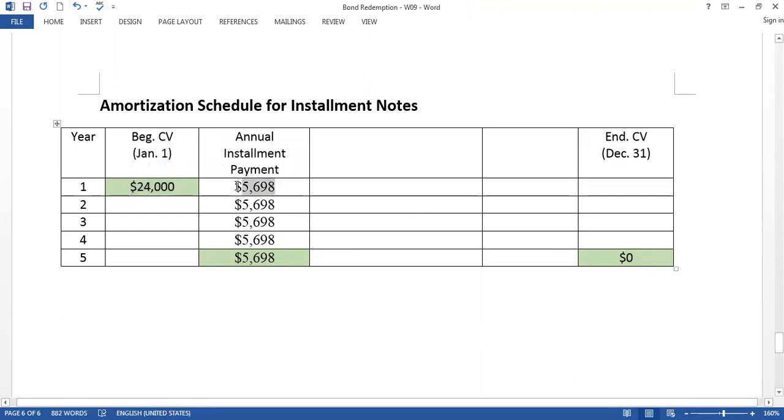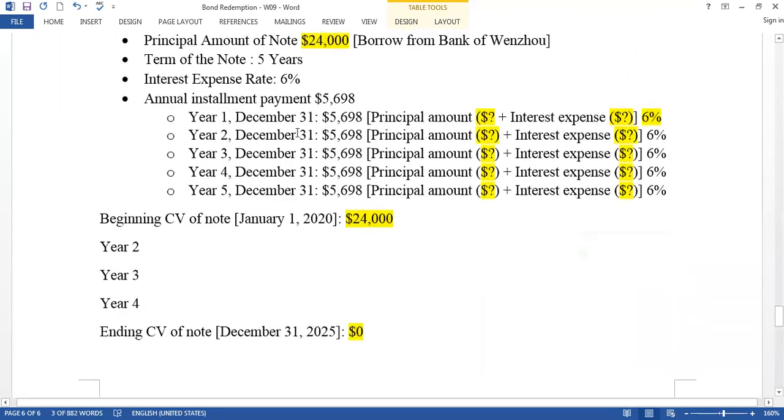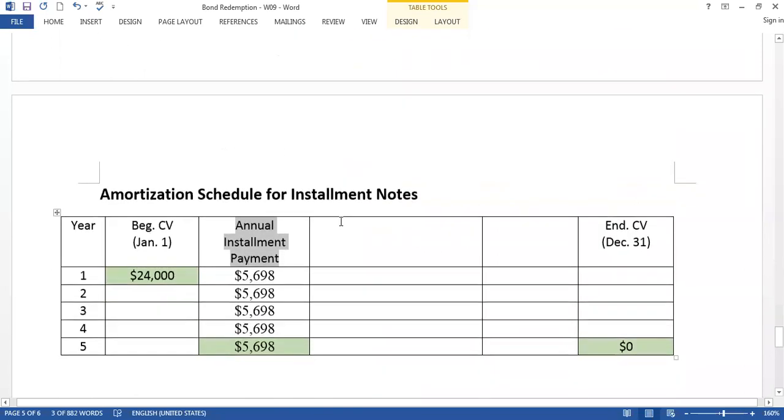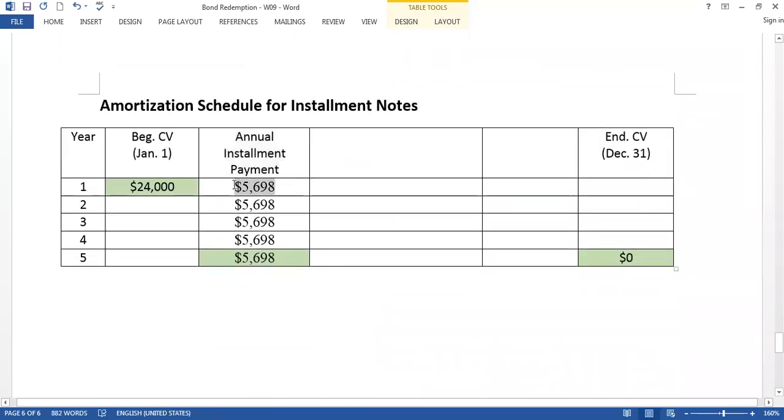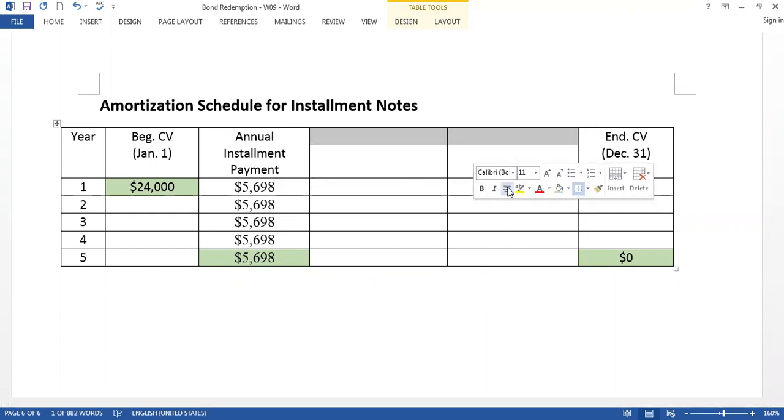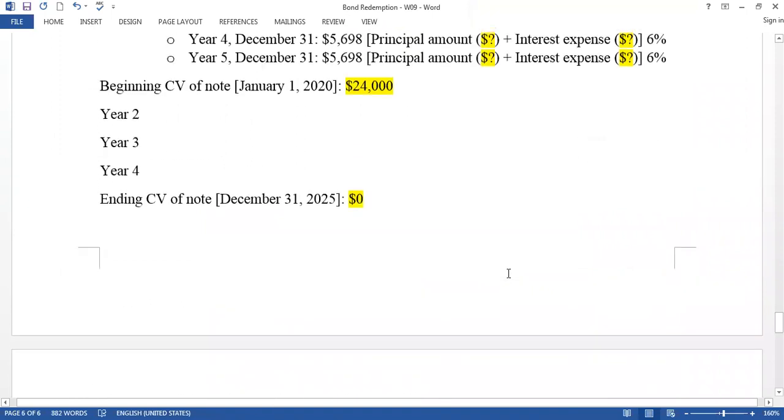So after paying, look at it, this is year 1, right? Year 1, January 1st. And we pay this installment December 31st, right? If we pay this installment, our liability will increase or decrease? Our liability decreases. Very good. But this money belongs to two amounts.